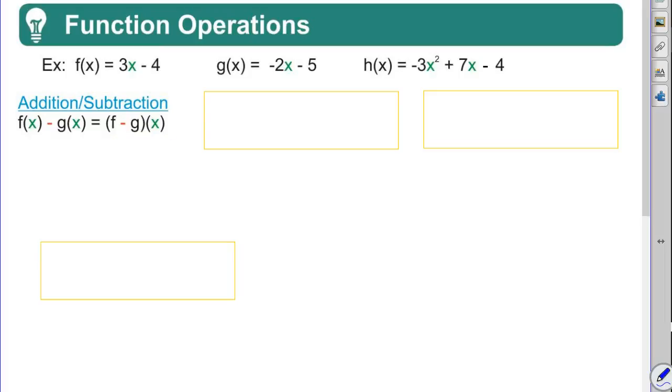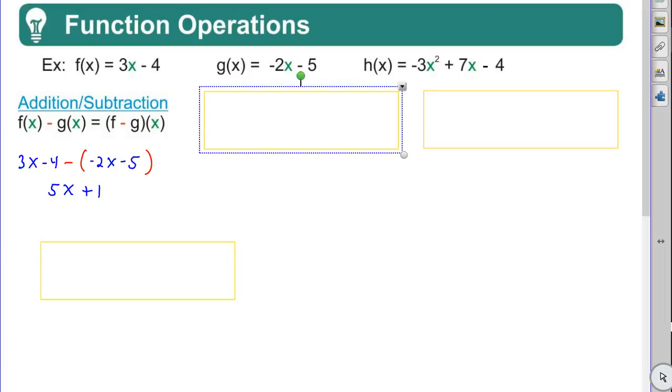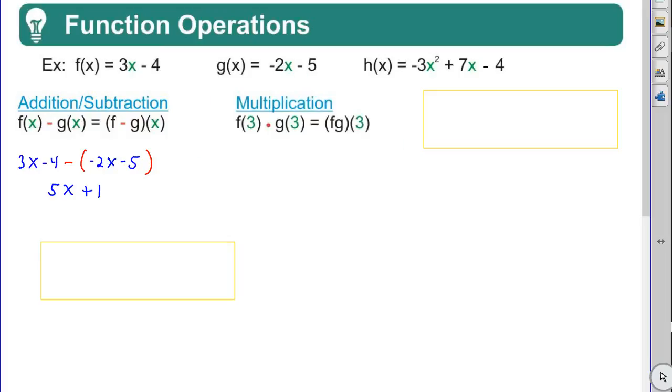And I want to take the f function, the 3x minus 4, and then I want to subtract from it the g function. The key there is use a parentheses because it's minus the whole g function. And as you can see now, we got to distribute that negative. So we end up with a 5x and then a plus 1. All right? So addition's easy, you're adding the functions, but subtraction, be careful. You need that parentheses because it's minus the whole second function.